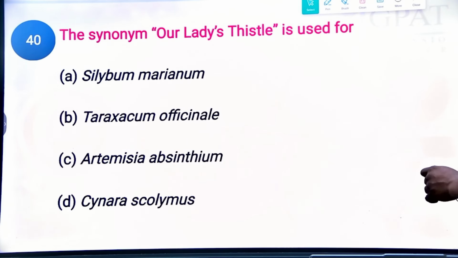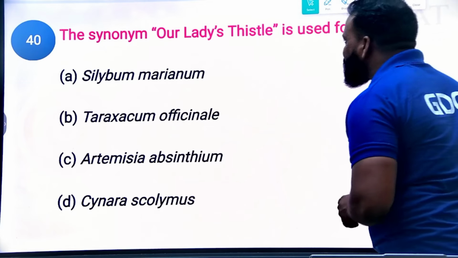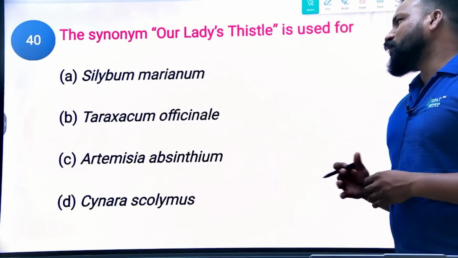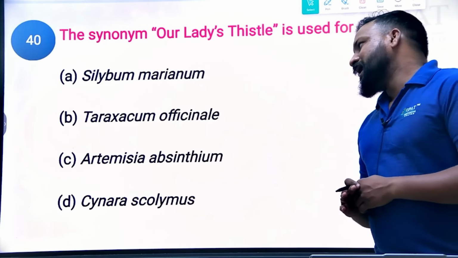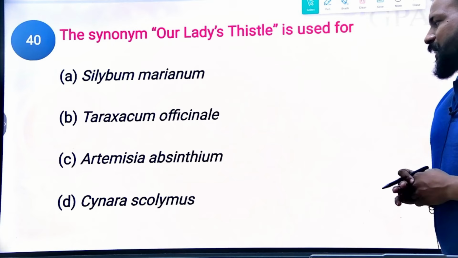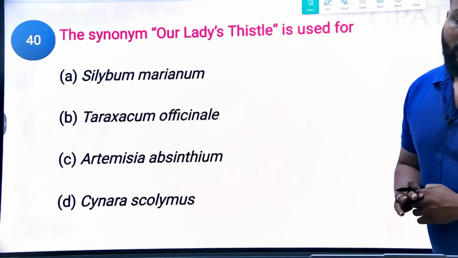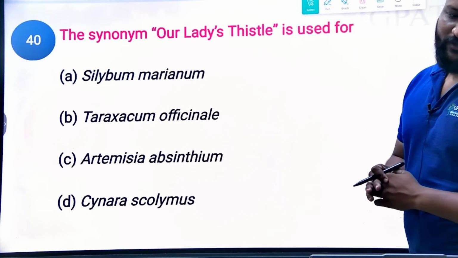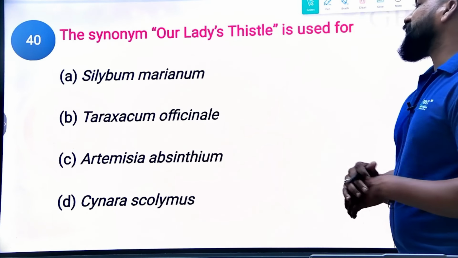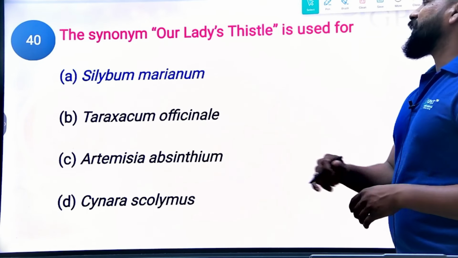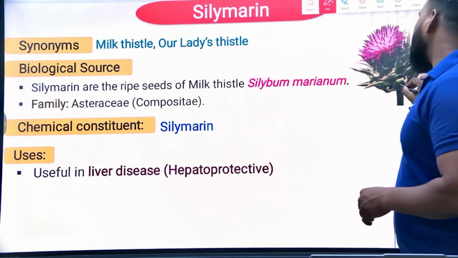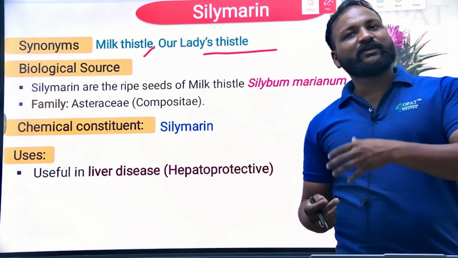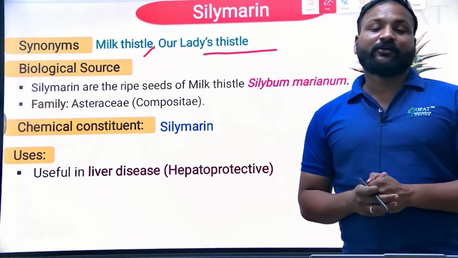Next, the synonym Our Lady's Thistle is used for which of the following? Silybum marianum, Taraxacum officinale, Artemisia absinthium, and Cynara scolymus. What's the right answer? The 40th question. The right answer will be Silybum marianum. So the Silybum marianum plant is known as milk thistle, and Our Lady's Thistle is another synonym. Yes, for such specific and special synonyms, you should definitely remember them. They are most expected.